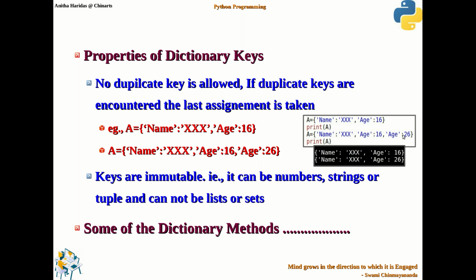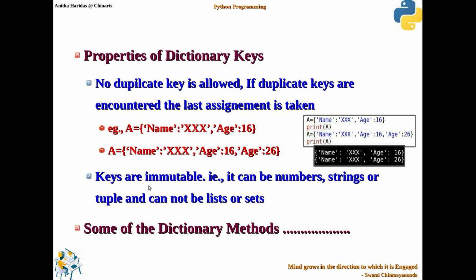So the last assignment is this one. So age will be taken as 26. If you repeat it 5 times in the dictionary, then the 5th key value pair will be taken for the dictionary. So this is what you have to understand in the dictionary keys.